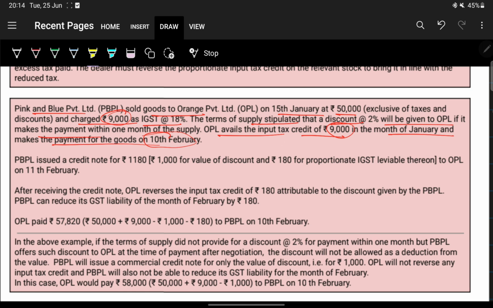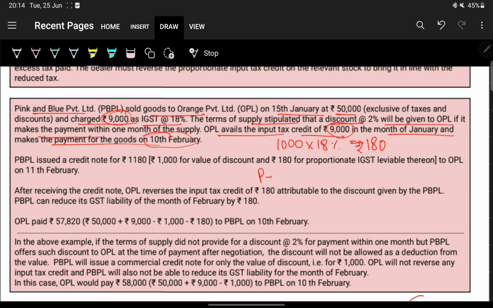So a discount of 2%, which is how much? 50,000 into 2%, a discount of 1,000 rupees, and on the 1,000 rupees also 18% GST is charged. So GST of 180 rupees. So here Pink and Blue Private Limited has to issue a credit note.